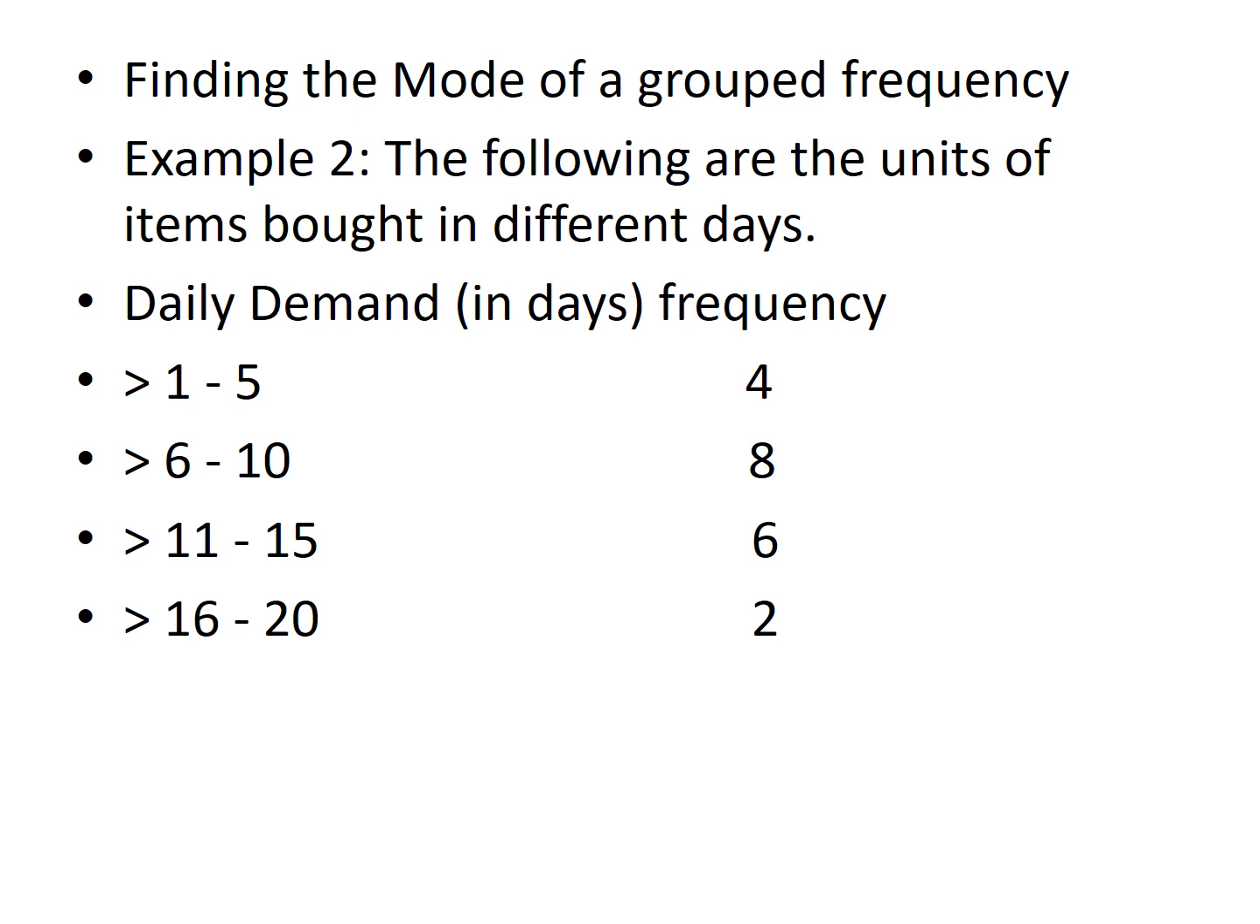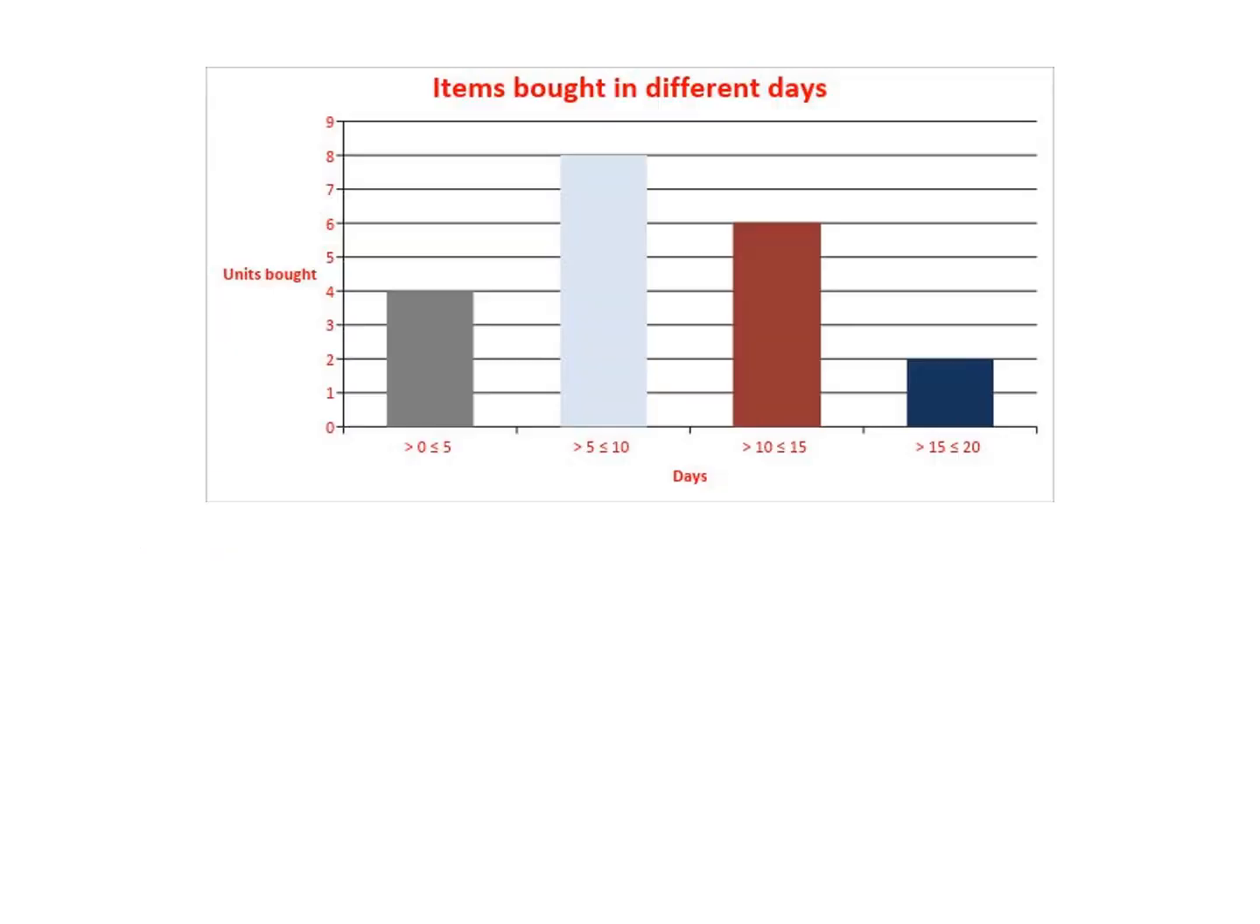Finding the mode in a grouped frequency, again, what is the highest frequency in this daily demand? Can you see? Yeah, the highest frequency is 8, and it belongs to this group here, greater than 6 to 10. Okay, so it's greater than 6, so it could be 6.01, but not 6. It's a bit greater than 6. So here we can see an example of the mode in a grouped frequency table.